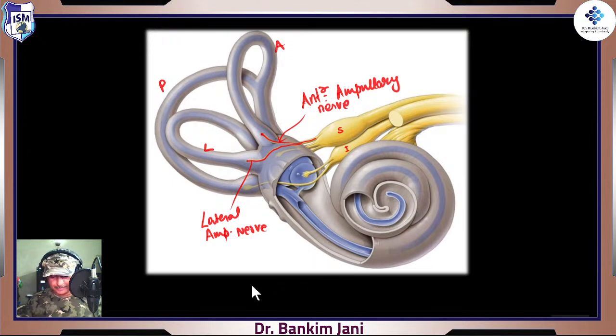Fine. And similarly, because we are here, we just finished that. This is the inferior one. The inferior one is sending to the posterior ampullary. So this is what is called this branch, and it goes all the way. This is what is called the posterior ampullary nerve. So the posterior ampullary nerve from the inferior ganglion will be going to the anterior crest of the posterior semicircular canal.